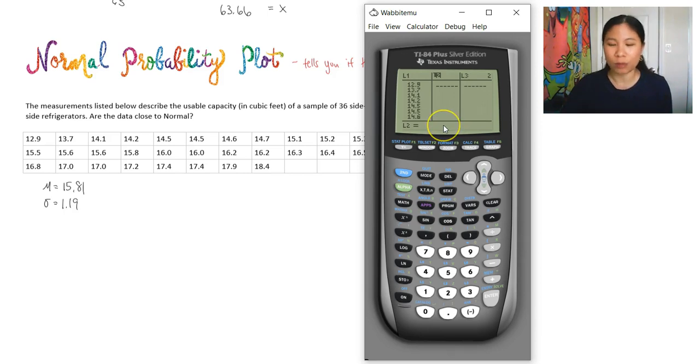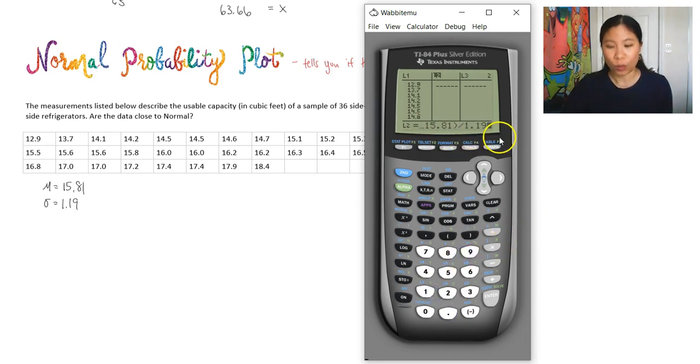So we know the z-score formula is x minus mu divided by standard deviation. So I'm going to type in, for my x values, it's everything in L1. So I'm going to do parentheses L1 minus my mean of 15.81. And then I'm going to take that divided by our standard deviation of 1.19.